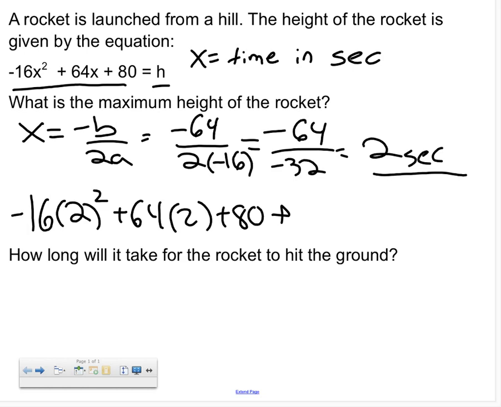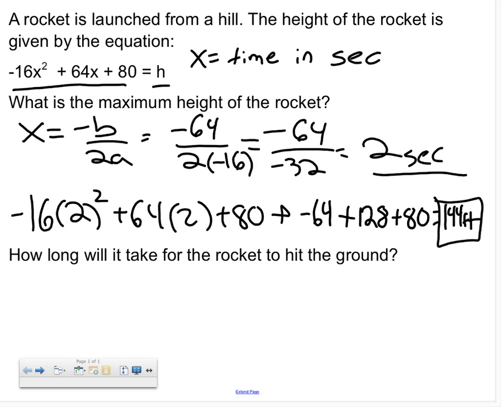Negative 16 times 2 squared, that's negative 16 times 4. So that will get me negative 64. 64 times 2, that's going to be positive 128. And 80 is going to stay 80. And if I add those all together, I get a nice 144 feet. So that is how high my rocket will be at its max height, and this is how long it will take to get there. So my rocket will achieve its maximum height of 144 feet 2 seconds after it's been launched. Okay? So a pretty fast-moving rocket.